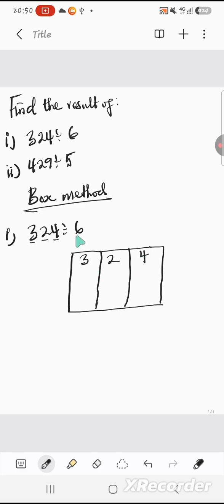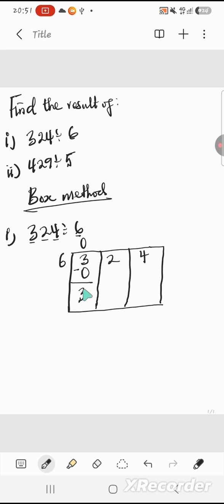Then the divisor, I will write it just outside the box here, which is 6. Whatever my answer is going to be, which is my quotient, I'm going to write it at the top. To divide now, I will start with the first digit. 3 divided by 6, it is not possible. So our answer is going to be what? 0. Then 6 times 0 is 0. When I subtract this, I'm going to have 3.